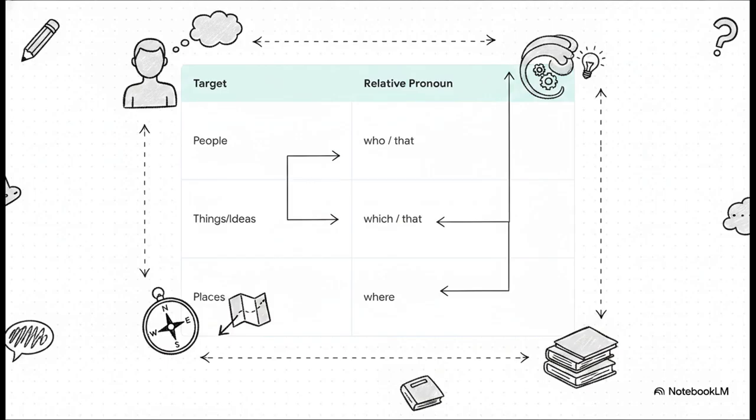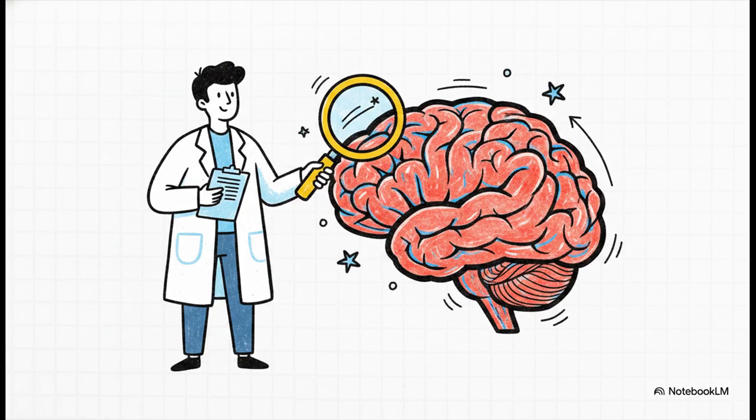Defining a person or a profession, use who or that. Defining a thing, a system, or some abstract idea, go with which or that. And if you're defining a location, you just use where. Let's actually test this out in action.